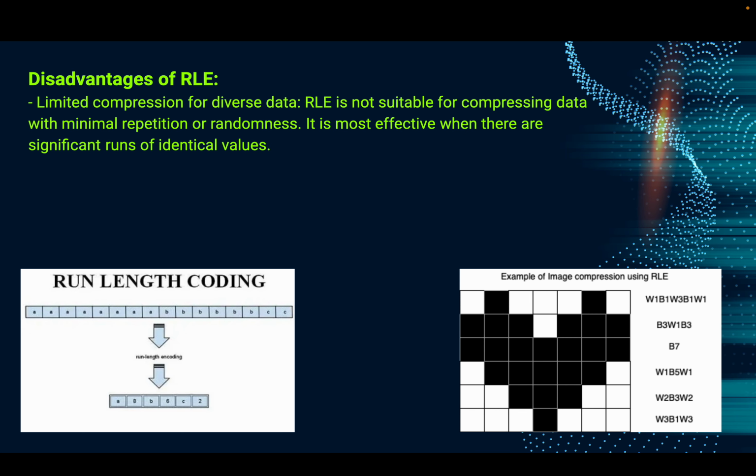First, limited compression for diverse data. RLE is not suitable for compressing data with minimal repetition or randomness. It is most effective when there are significant runs of identical values. Like you cannot compress Bhavya using RLE because in BHAVYA, no character is repeated.